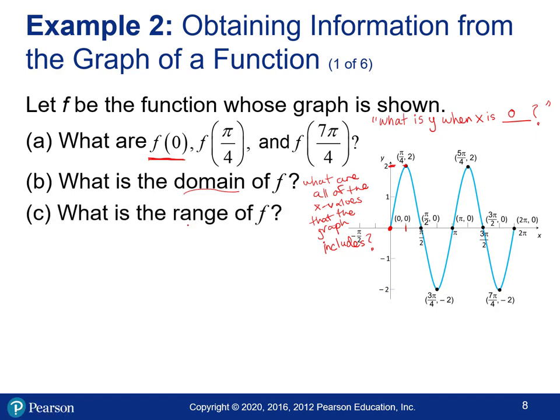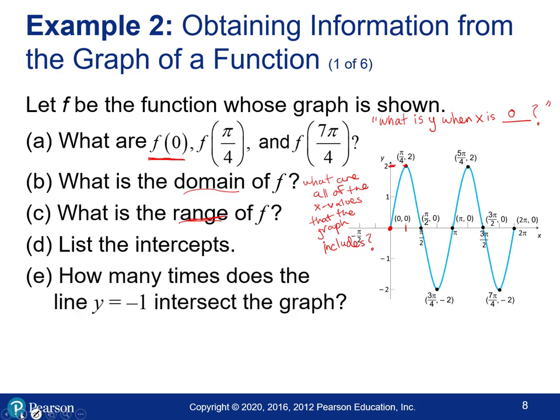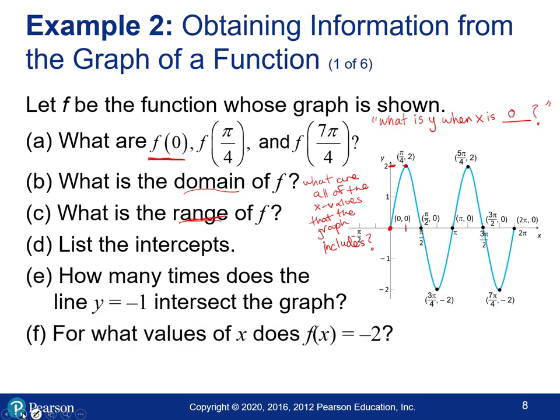What is the range? So range is the outputs, very similar to the domain question, but just change this to y values. So range is the same thing that I just wrote for domain, except it's outputs. So you would say y values. And then list the intercepts. So those are where you cross the x-axis or the y-axis. How many times does the line y equals -1 intersect the graph? We'll talk about that. For what values of x does f of x equal -2? For what values of x is f of x greater than 0, or in other words, positive?